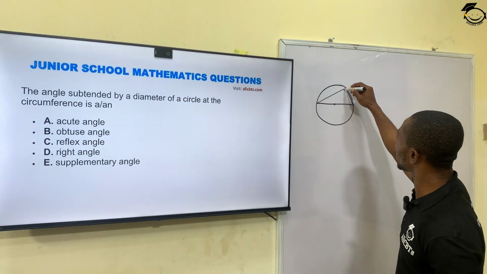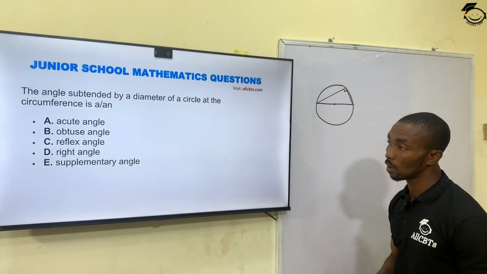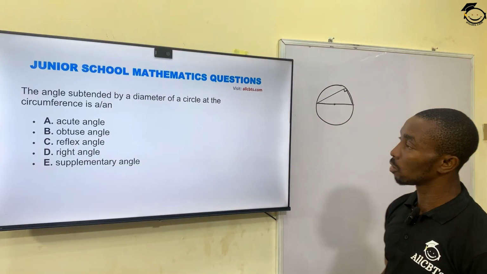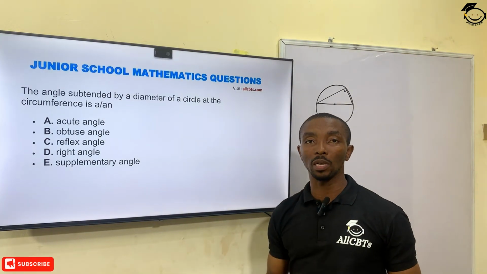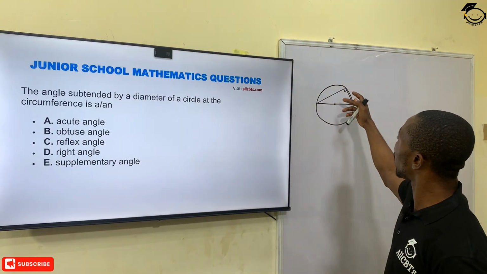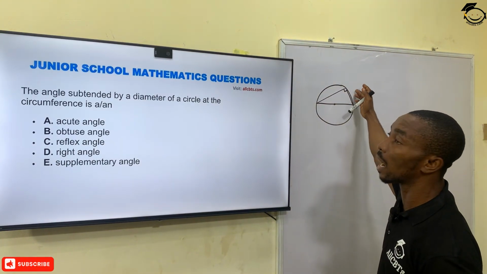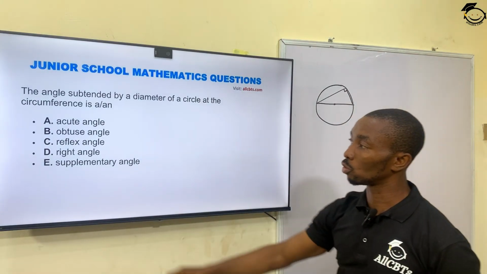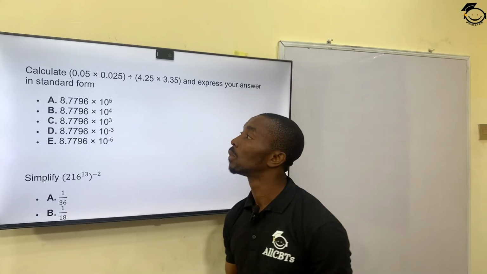Now, any angle subtended by the diameter at the circumference forms a right angled triangle. This simply obeys the theorem that says that angle at center is twice angle at circumference. So this will give us a right angle.